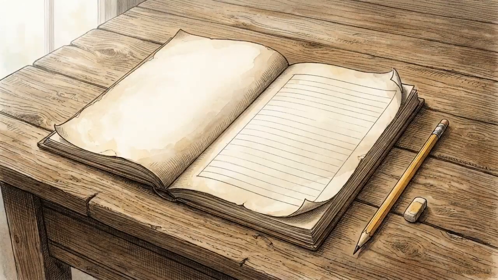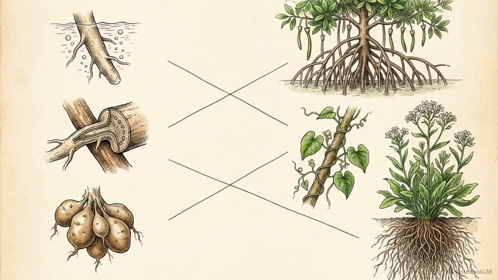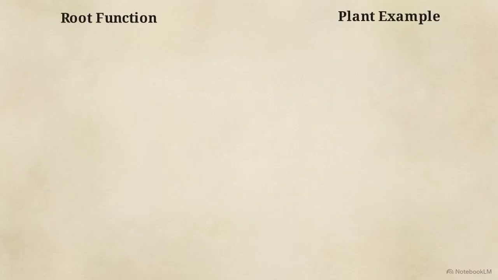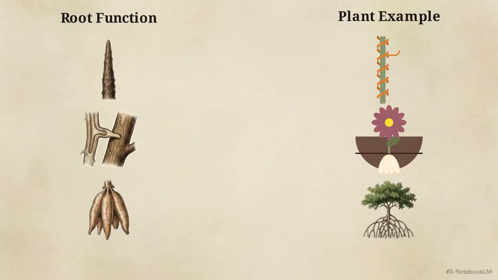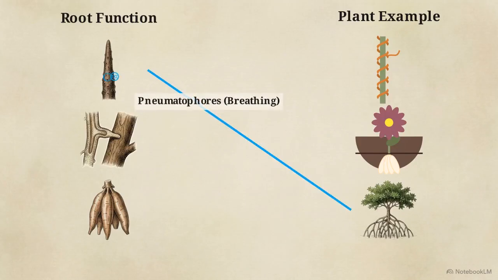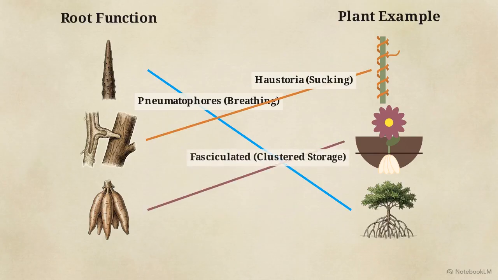Let's lock this down with a typical board exam match-the-following question. You need to link pneumatophores, haustoria, and fasciculated roots to their correct examples. Identifying the function provides the answer. Pneumatophores are breathing roots found in swamp-dwelling Rhizophora. Haustoria are parasitic sucking roots, pointing us to Cuscuta. And fasciculated roots are clustered storage units, which describes the dahlia.